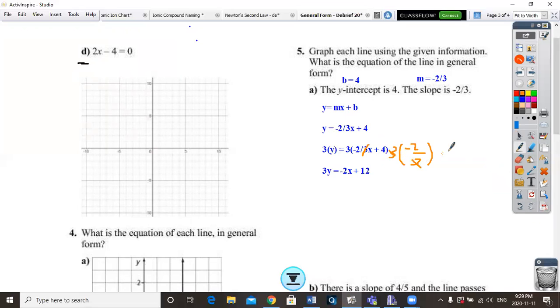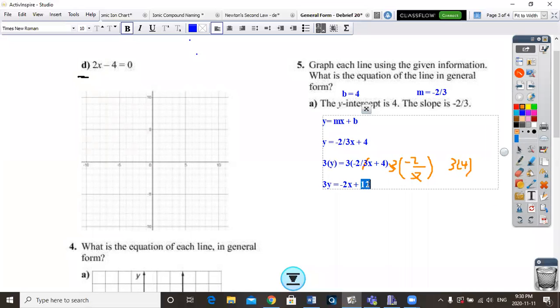So that's what cancels, and then it's 3 times 4, which is 12. Okay. So our last step is to move everything to the right. So we're going to add 2x and subtract 12 to move everything onto the left side. So we're going to have 2x plus 3y minus 12 equals 0. And that is our standard form. That is our general form, our final answer.